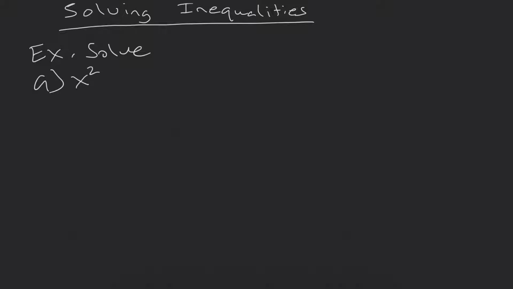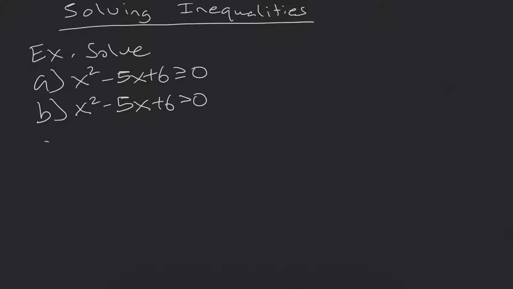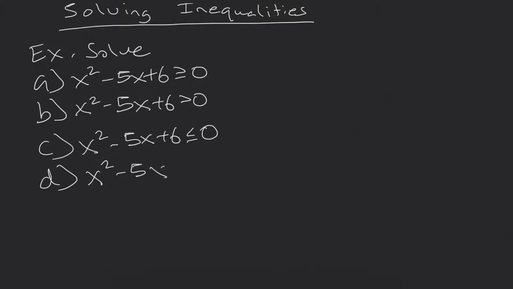So let's do part A is going to be x squared minus 5x plus 6 is greater than or equal to 0. Part B is going to be the same thing, x squared minus 5x plus 6, but just greater than 0. Part C is going to be x squared minus 5x plus 6 is less than or equal to 0. And part D will be x squared minus 5x plus 6 is less than 0.